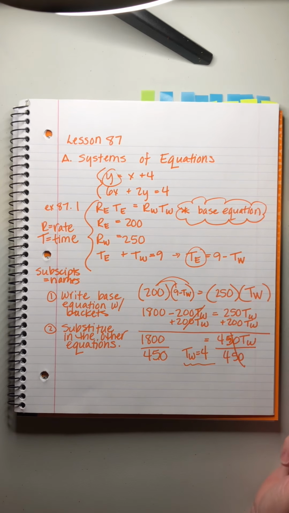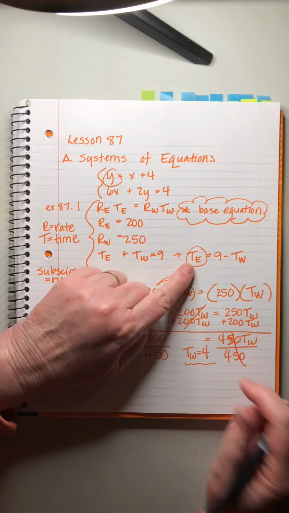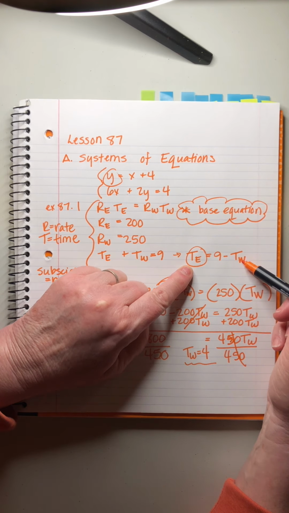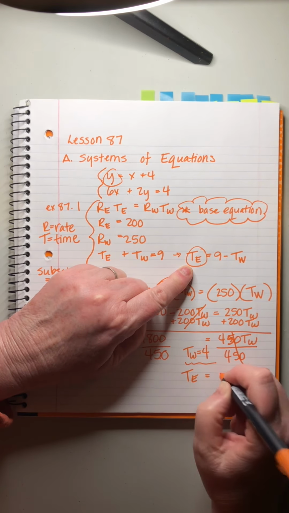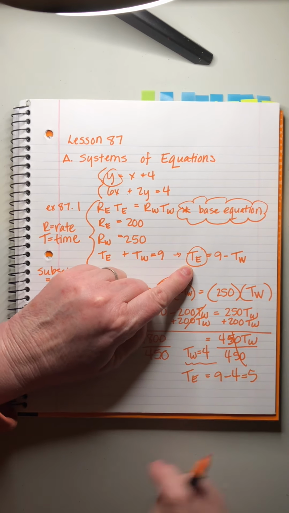That's cool. Now I look back at the problem and say, John, did I do what you asked me to do? He says, find the time of Elaine and the time of Wally. Okay, so then we look back at our equations and go, oh, look, the time of Elaine equals 9 minus the time of Wally. So that means the time of Elaine equals 9 minus 4, which is 5.